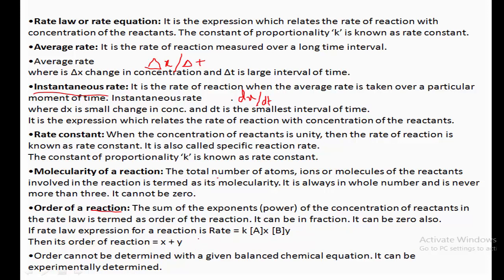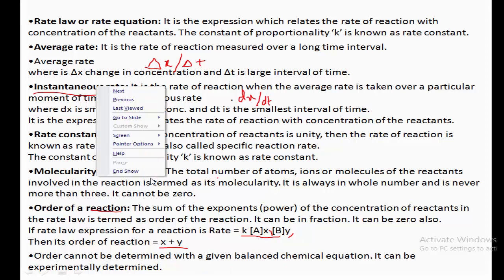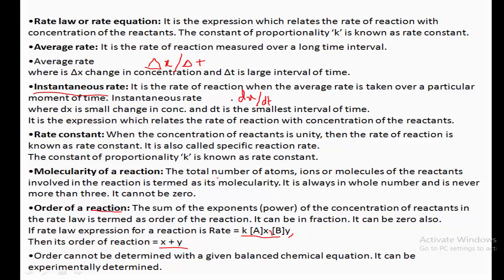So if the rate law expression for a reaction is rate = k[A]^x[B]^y, where k is the rate constant, and the square brackets indicate concentration of A raised to x, concentration of B raised to y. For this rate expression, the order of reaction can be calculated by the sum of the powers of the concentration of reactants. That is, these are the powers x and y. So order of reaction is equal to x plus y. And remember, order cannot be determined from the given balanced chemical equation. It can only be determined experimentally. But molecularity of the reaction can be determined theoretically. Order cannot be determined theoretically, only experimentally.